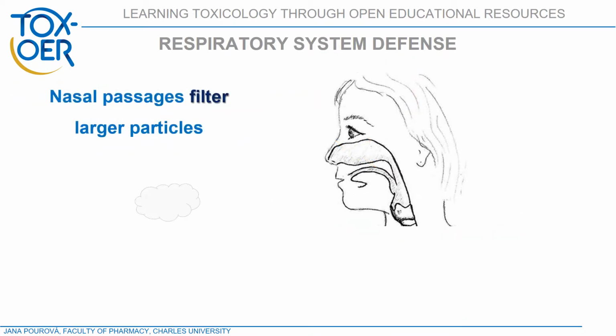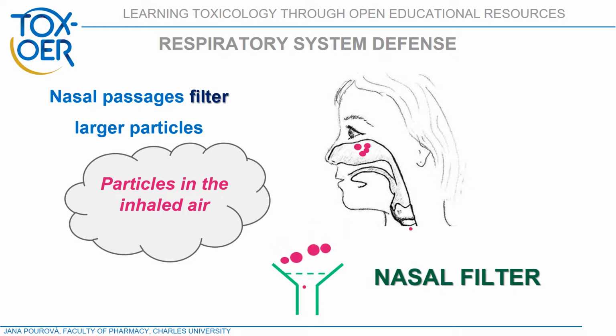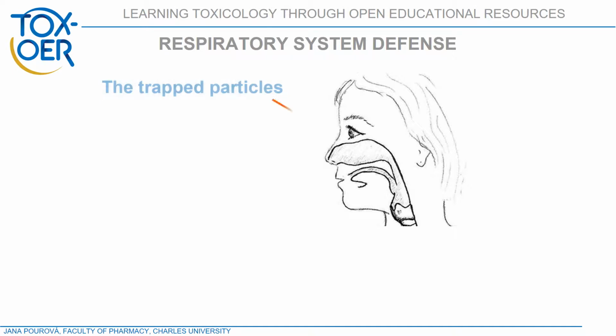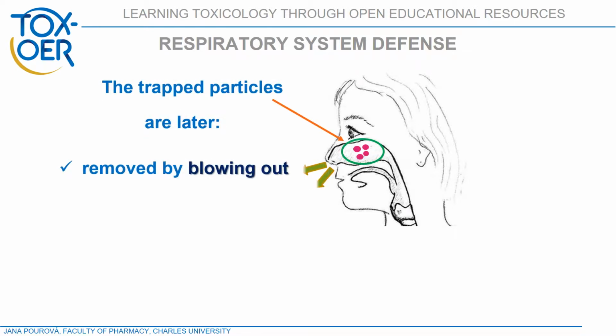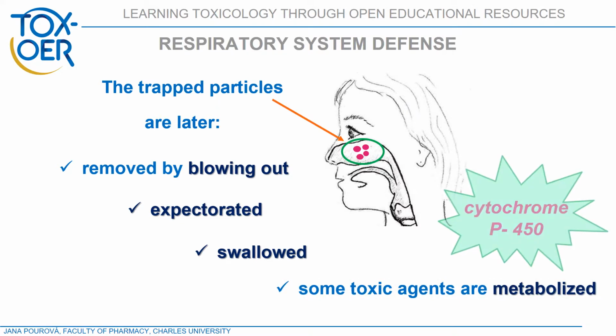Nasal passages filter larger particles. The trapped particles are later removed by blowing out, expectorated, swallowed, and some toxic agents are metabolized.